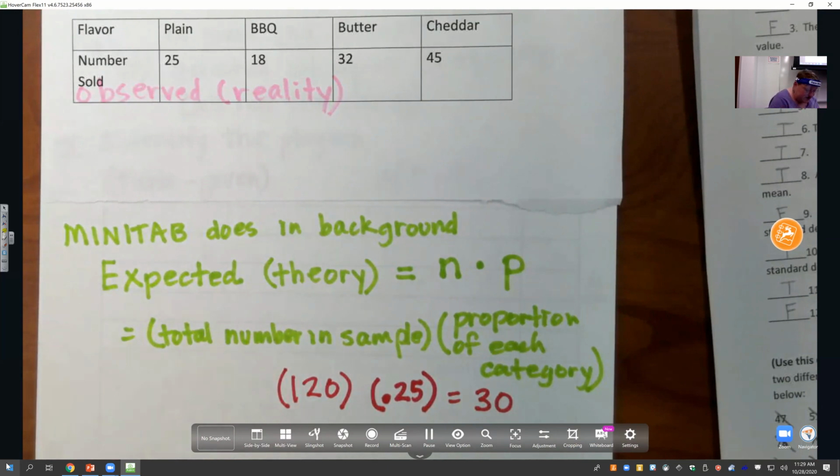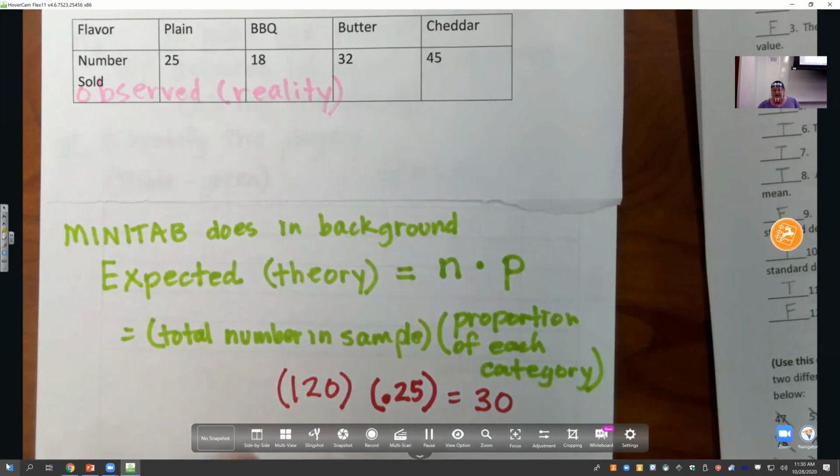Well, if you just look at it on the surface, you realize that doesn't match, right? I mean, it's obvious up there that all of those numbers are not 30. Like, none of them are 30. So the question becomes, how different are they? Are they different enough for us to say that one flavor is favored or liked better than another? Or can we say, yeah, even though the numbers are not exact, they still have equal frequency? We got to think about how different they are. And that's what the chi-square is going to do for us.